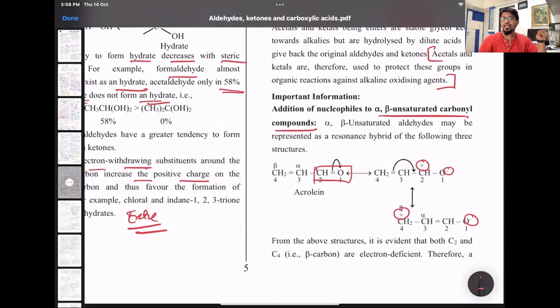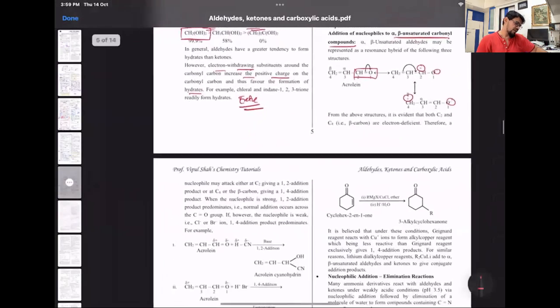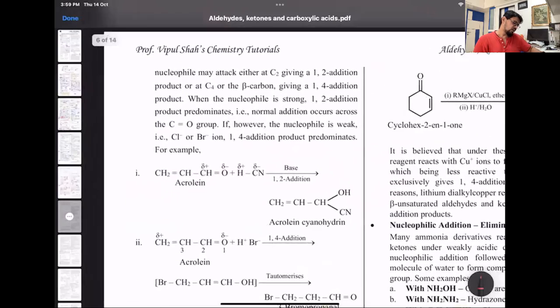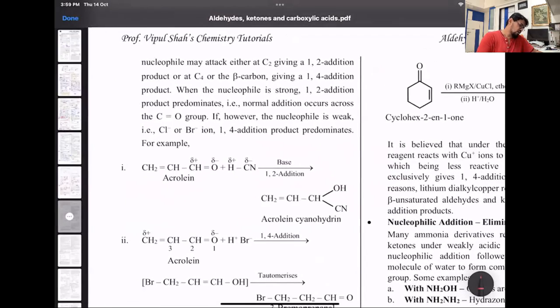In aldol or ketol condensation, once it forms beta hydroxyaldehyde or beta hydroxy ketone, why does it dehydrate to give alpha beta unsaturated aldehyde? Because the alpha beta unsaturated aldehyde is stabilized by resonance. That's the part what is explained here. Now, what it says.